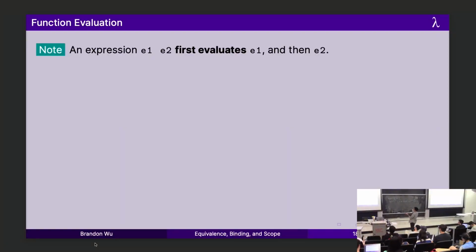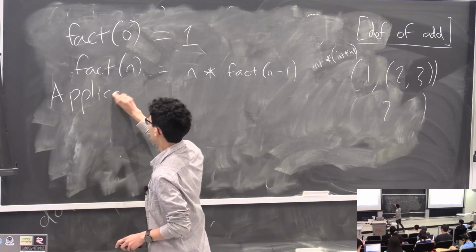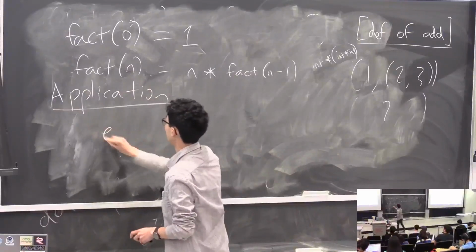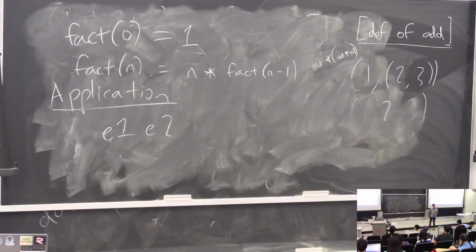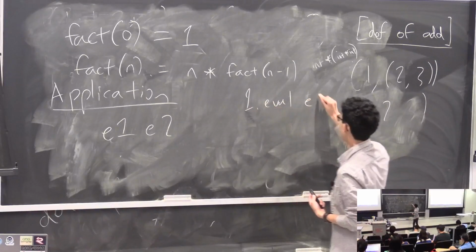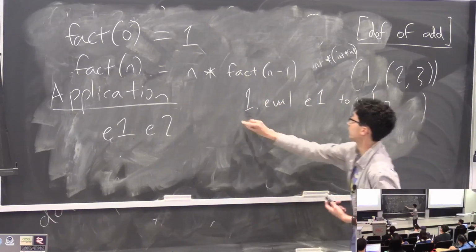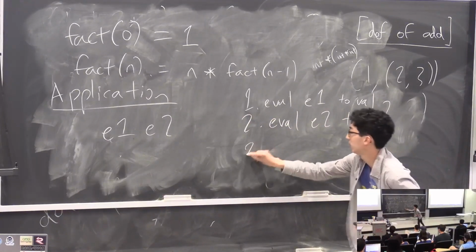Function evaluation. I already showed you some examples of functions evaluating, like if I use double on 2, then I get 4. But the way application actually works is this: if I have an expression E1 applied to E2, my rule is first I need to evaluate E1 to a value, then I evaluate E2 to a value. Eval E1 to val 2, evaluate E2 to val 3.